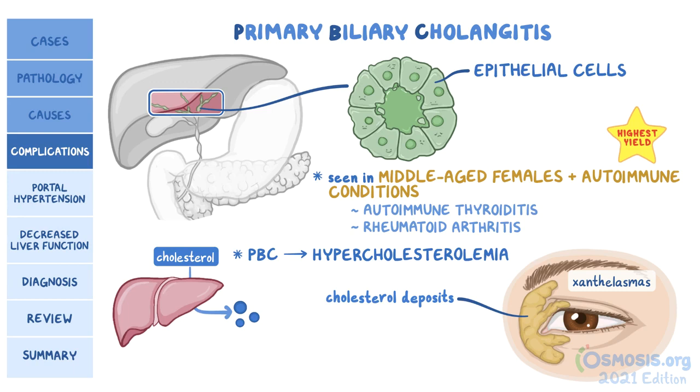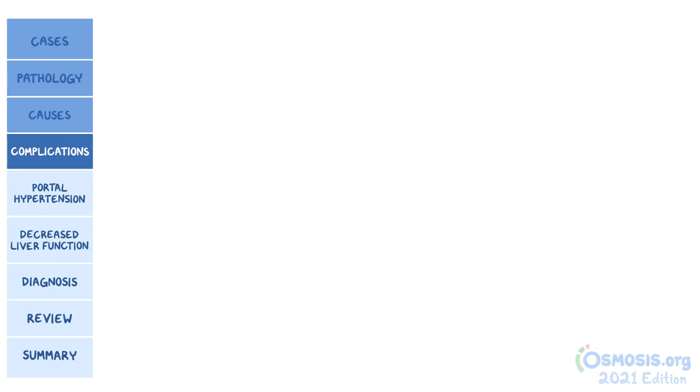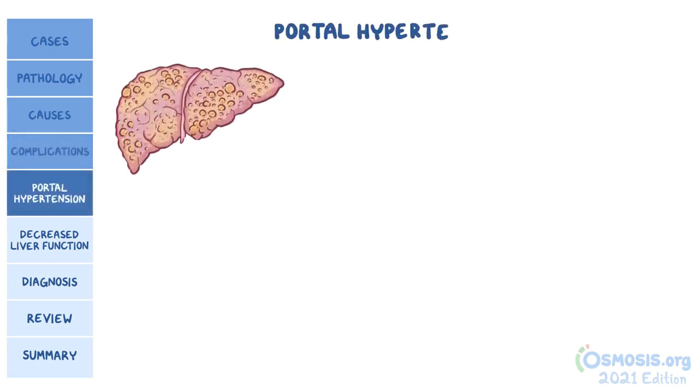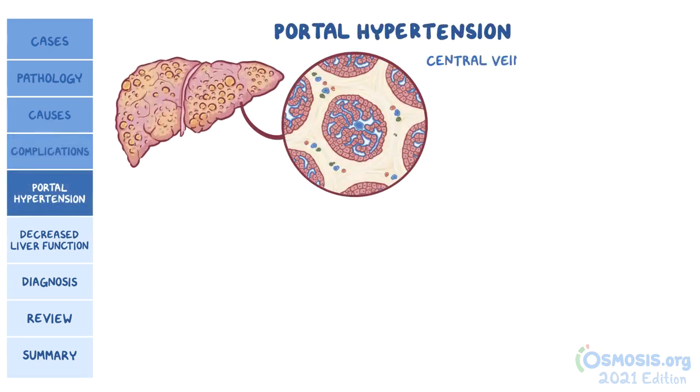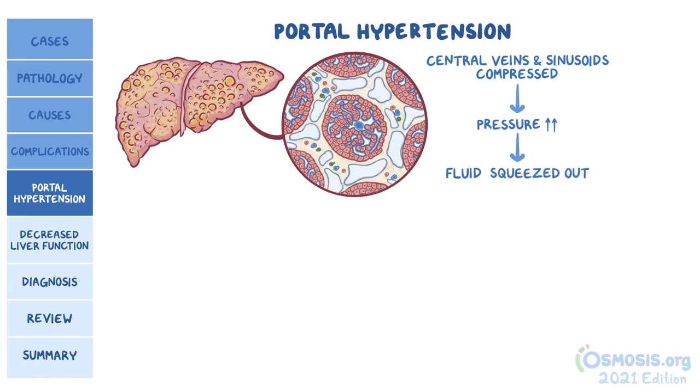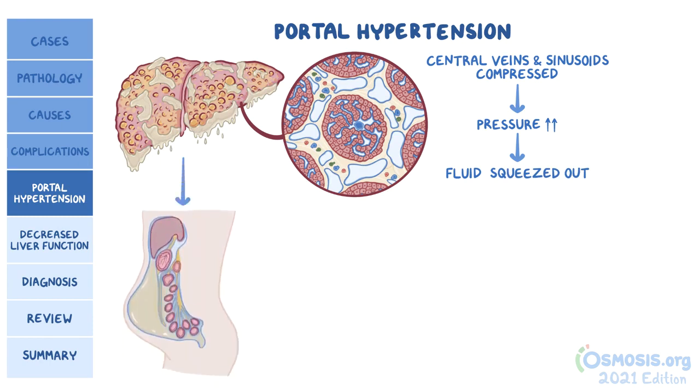Now, sometimes, the exam will try to test you on cirrhosis by presenting its complications. So, let's start with portal hypertension. As the central veins and sinusoids become compressed by scar tissue, their pressure starts to build up. Higher portal pressure means that fluid in blood vessels is more likely to get squeezed out into tissues, and then leak into large open spaces like the peritoneal cavity. That's how cirrhosis leads to excess peritoneal fluid, also known as ascites.